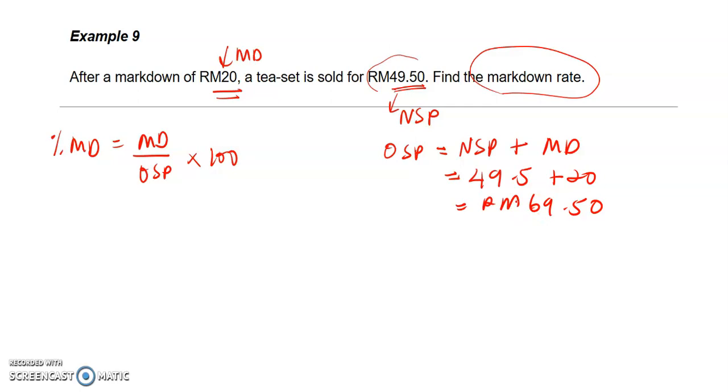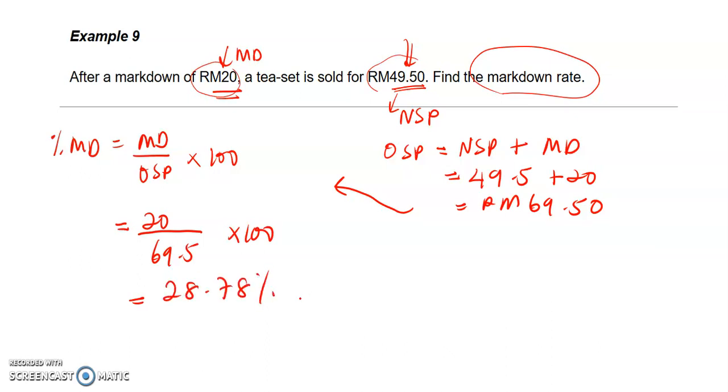Okay, harga asal barang ini. Selepas dah turun harga sebanyak RM20, selepas dah tolak RM20, harga barunya RM49.50. Okay, now you can find the markdown rate, the percentage of markdown. So the markdown amount is RM20 divided by the original selling price 69.5 multiplied by 100. So the percentage of markdown is 28.78%.